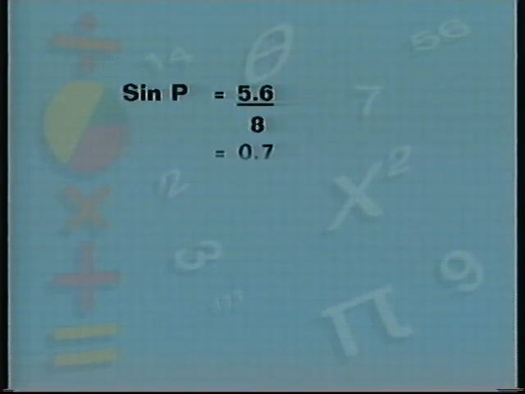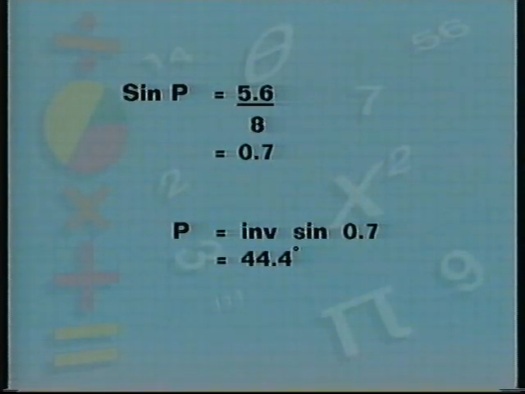Well, we could calculate it like this. Sine P is the opposite over the hypotenuse, which is 5.6 divided by 8. On your calculator, you get 0.7. Now, to find P, press the inverse button on your calculator, then the sine button, and that gives us angle P equals 44 degrees to the nearest degree.